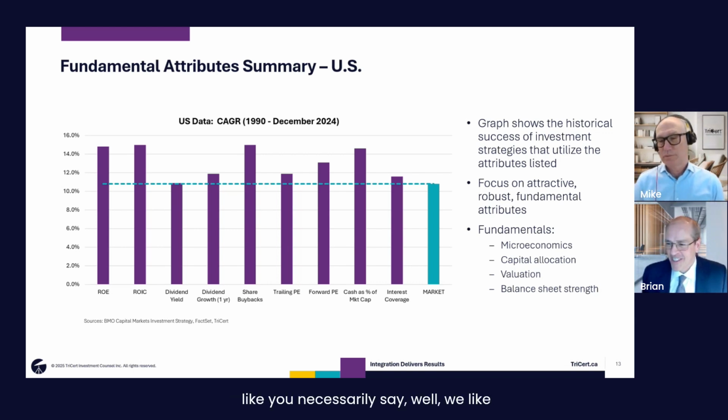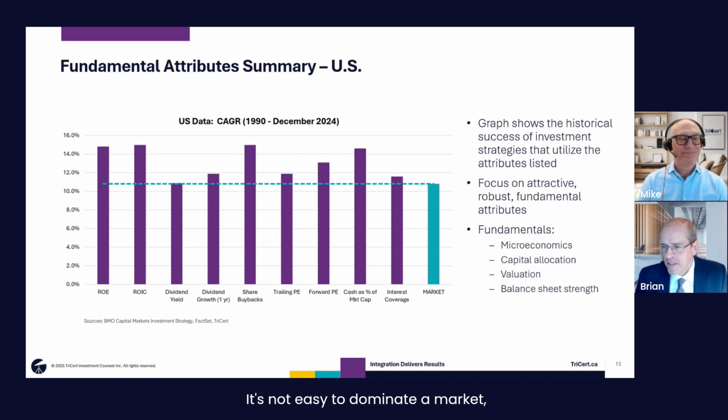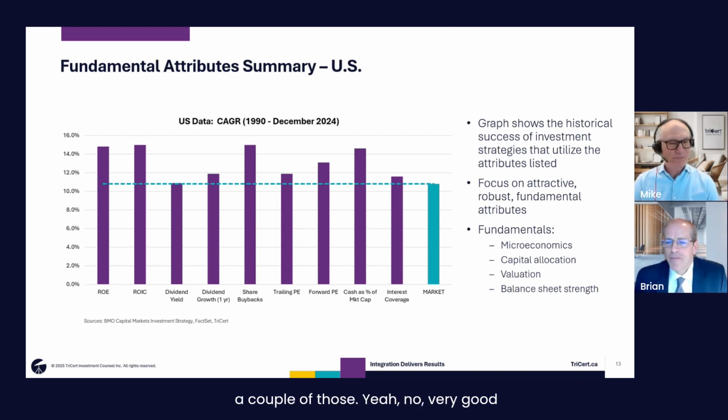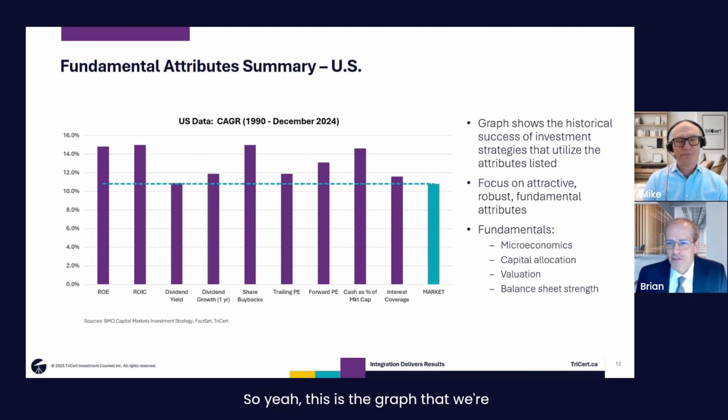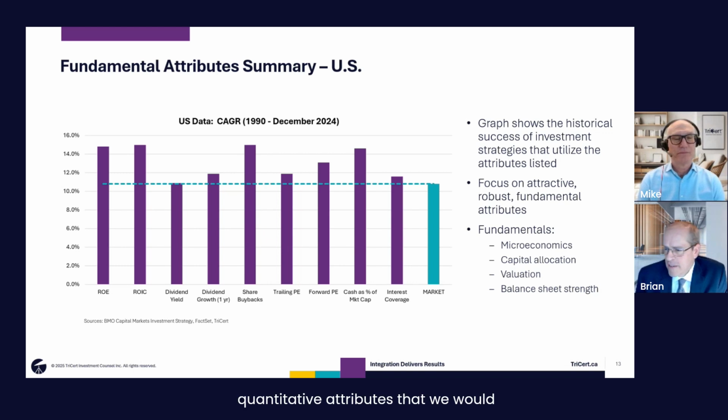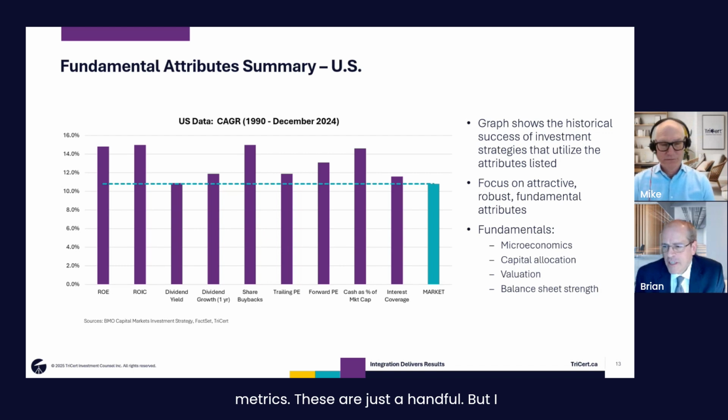So it's not like we say, well, we like large cap companies first. It's more like we like very resilient business models that have been battle tested, and we happen to be able to find those in large cap companies. Market share leadership is also very important. It's not easy to dominate a market, especially for a long period of time. So I thought I'd share a couple of those. Very good point, and we'll get back to this chart. This is the graph that characterizes some of the more quantitative attributes. We measure companies on many different metrics, and these are just a handful.